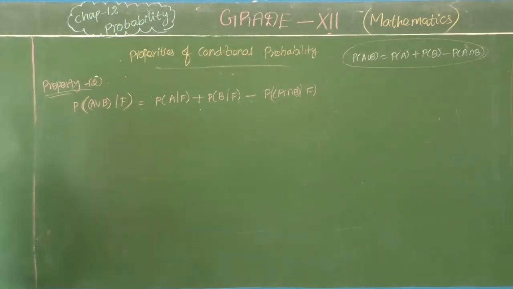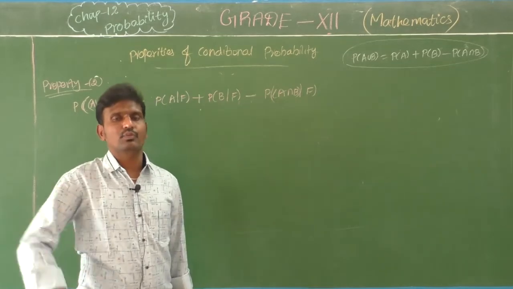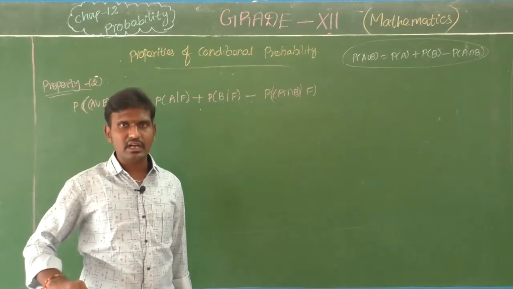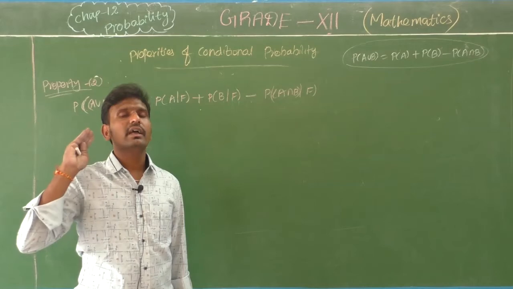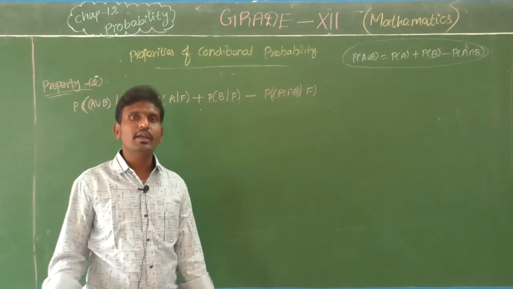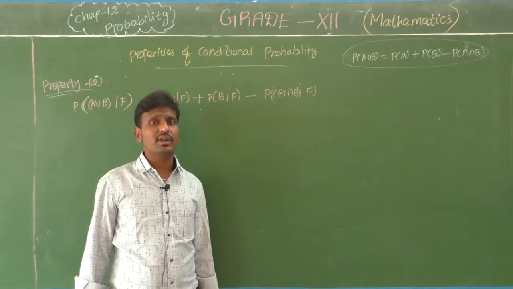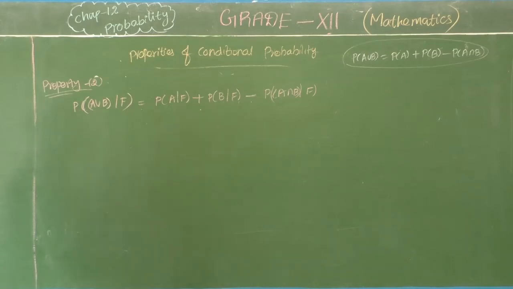Suppose the two events A and B are mutually exclusive. Mutually exclusive means the two events A and B don't have any common outcomes. For that case, P of A union B by F is equal to P of A by F plus P of B by F.